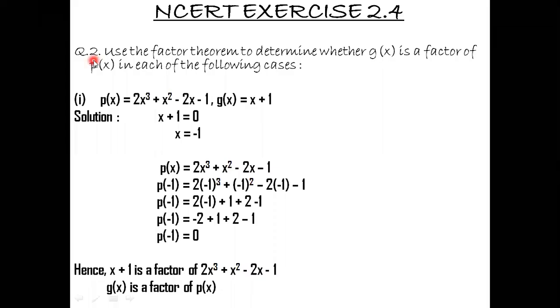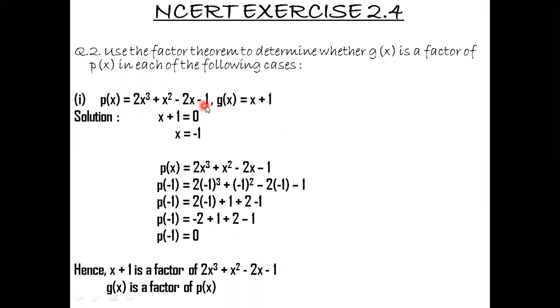Now let us get into question number 2 of NCERT exercise 2.4, which is telling us to use the factor theorem to determine whether g of x is a factor of p of x in each of the following cases. It's very similar to what we did in question number 1. It's given over here that P of x is equal to 2x cubed plus x squared minus 2x minus 1, and G of x is equal to x plus 1. We have been asked to check whether G of x, which is x plus 1, is a factor of P of x.